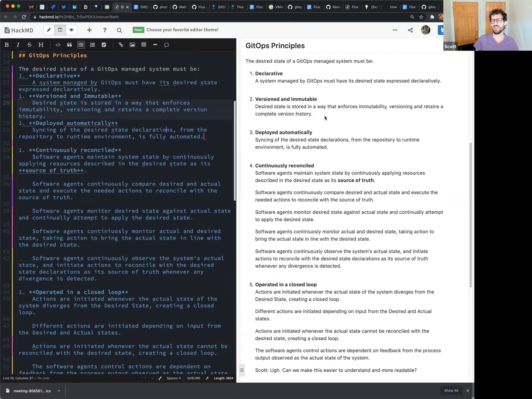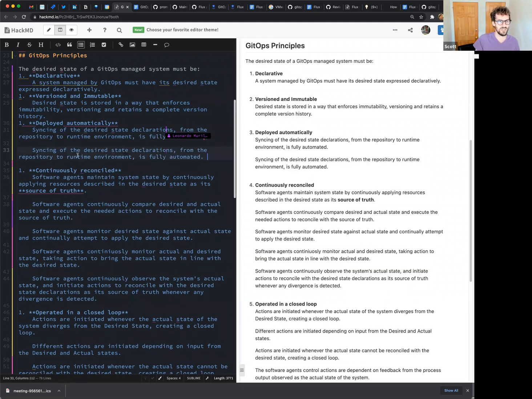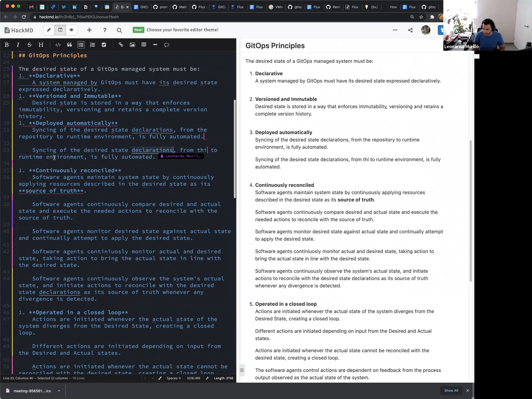Okay, so removing that proposed change, just going back to what it was. What about syncing of the desired state? I mean, let's change the concept repository to source, because we're talking about source of truth, right? So I don't know exactly how to word it, but syncing of the desired state declarations from their source to runtime environment is fully automated. Yeah, I like where you're going with this. All right, how about, I'm hearing you. So syncing of the desired declarations from their source to the runtime environment is fully automated. Yeah, that works.